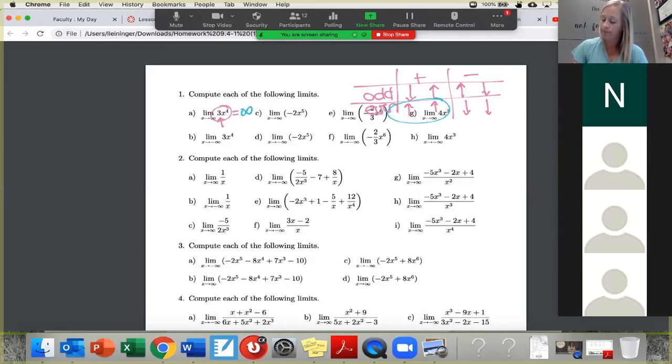When you say even, do you mean for the exponent? Even highest exponent. So a lot of these are going to be based off of this.